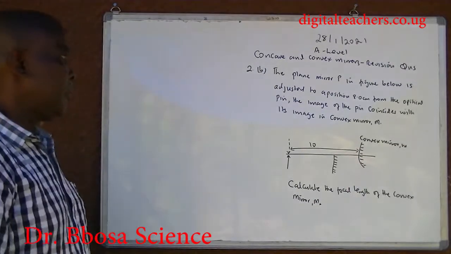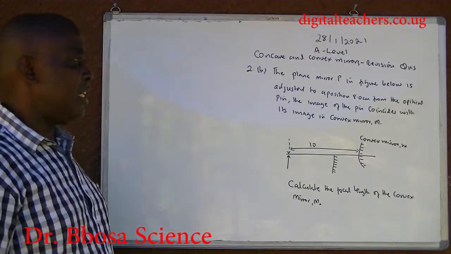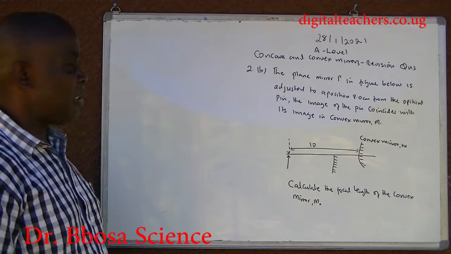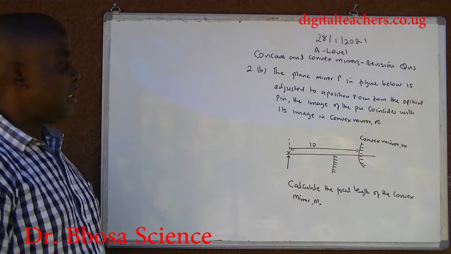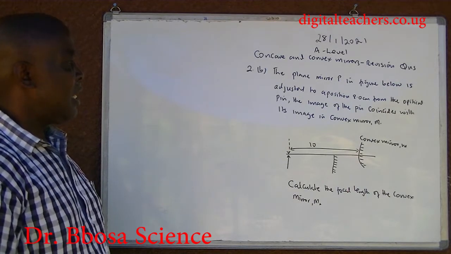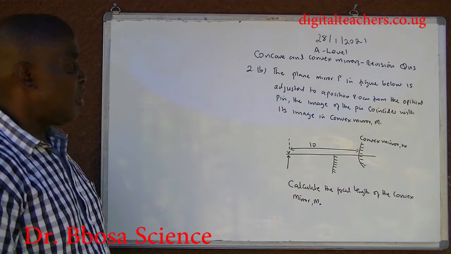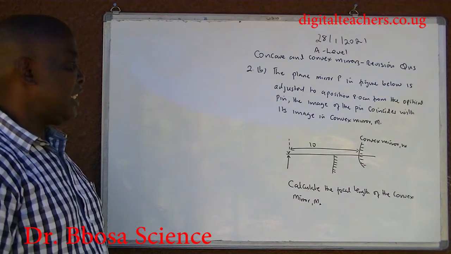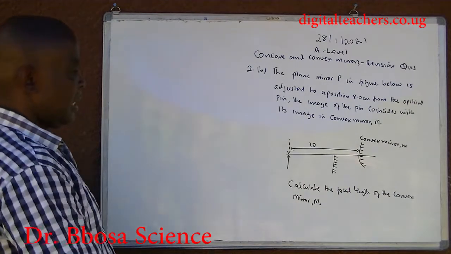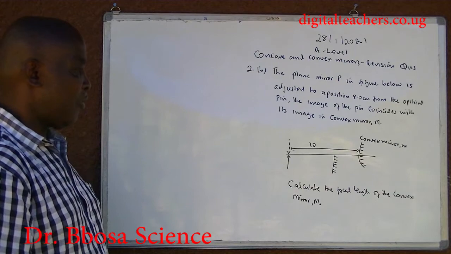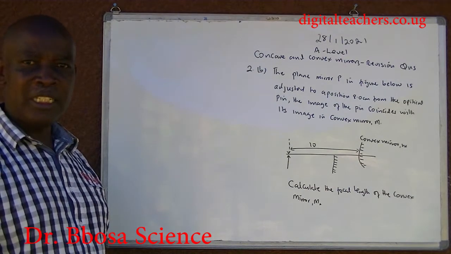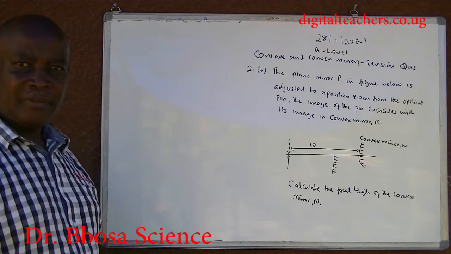B, the plane mirror P in the figure below is adjusted to a position 8.0 cm from the optical pin. The image of the pin coincides with its image in the convex mirror A. Calculate the focal length of the convex mirror A. You can pause and answer.